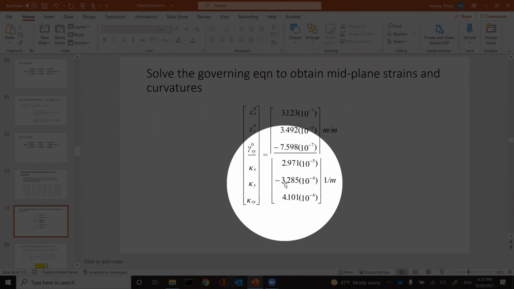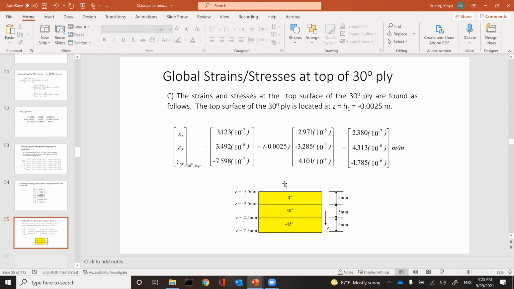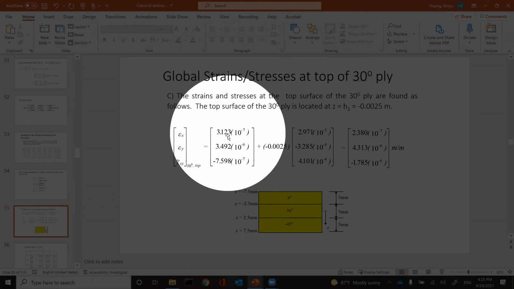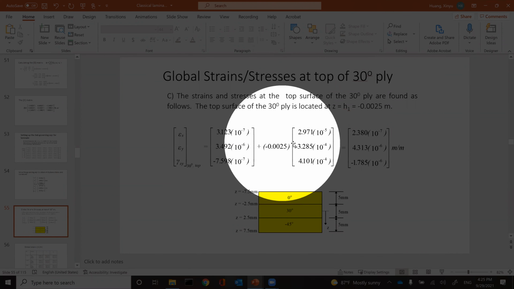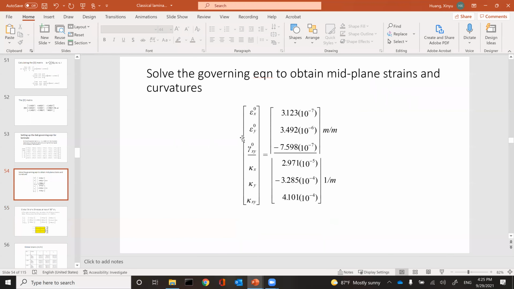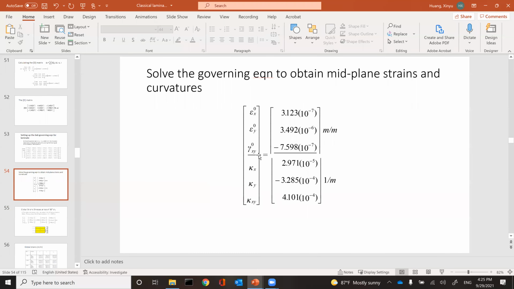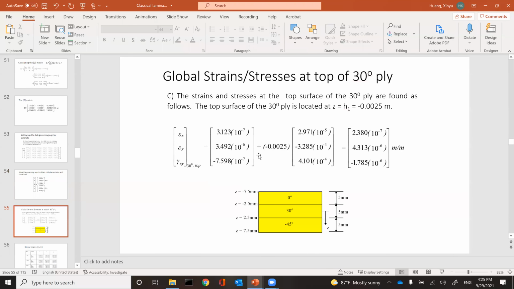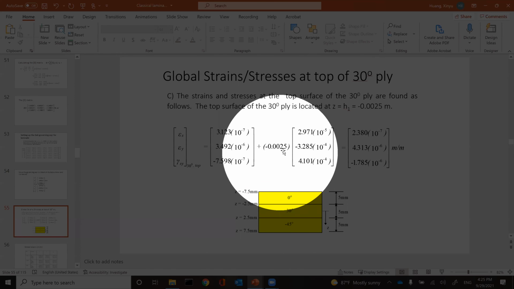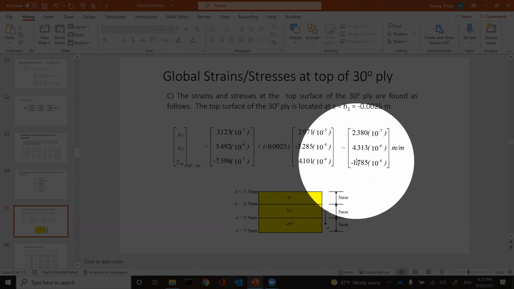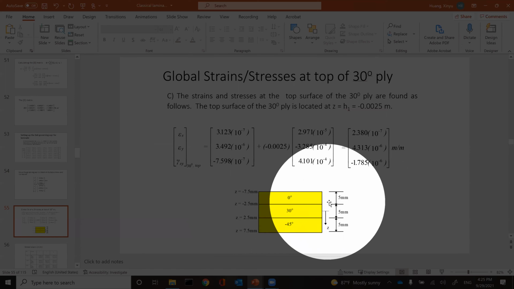Okay. And then we plug in mid-plane strain plus Z multiplied by curvature. All right. Now the mid-plane strain is just the first three numbers here. This first three numbers is the mid-plane strain. And Z is minus 2.5 millimeters, minus 0.0025 meter. We use meter, right? SI units. And that's the curvature. You multiply and sum together. And this is the strain at this interface right here.